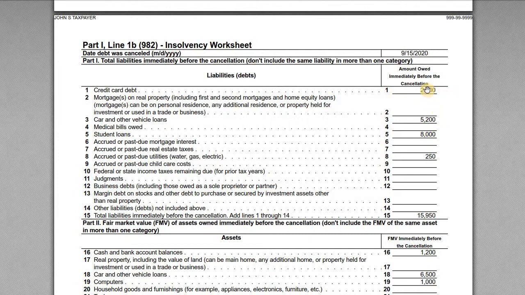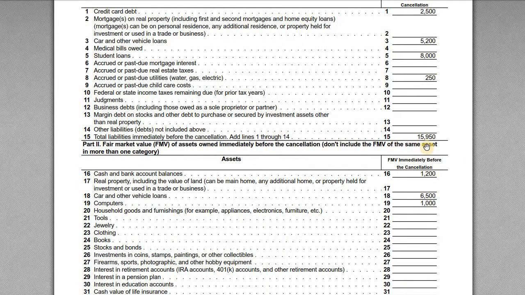So he's got $2,500 in credit card debt. He's got a car here. He's got a loan outstanding on the car of $5,200. He's got some student loans, $8,000. And then he's got some past due utilities, right? He hasn't paid his electric bill in a couple months, so he owes $250. So those are his total liabilities, right?